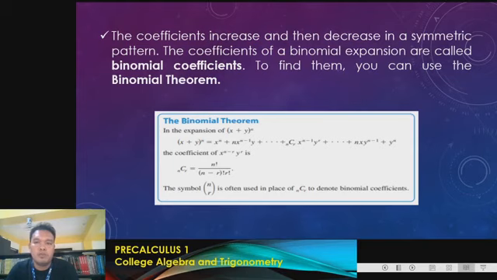The coefficients of a binomial expansion are called binomial coefficients. So, tawag po din ay binomial coefficients. To find them, you can use the binomial theorem. So, we have a formula for the binomial theorem. So, ito nga. In the expansion of quantity x plus y raised to n, we have x raised to n plus n x raised to n minus 1 y plus ... plus n x y raised to n minus 1 plus y raised to n.